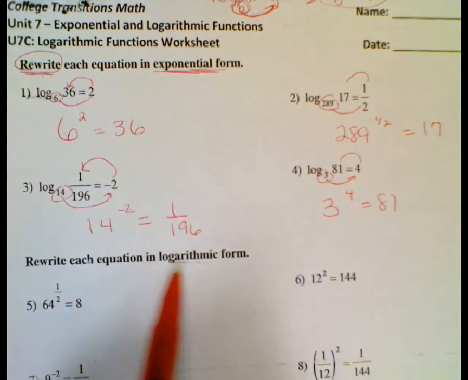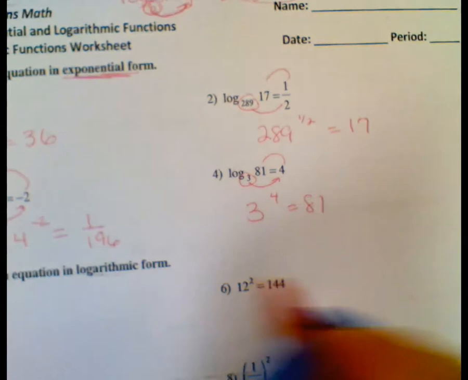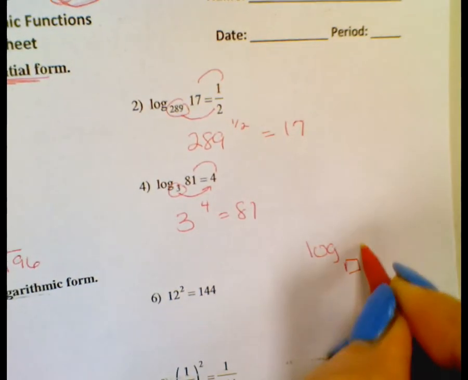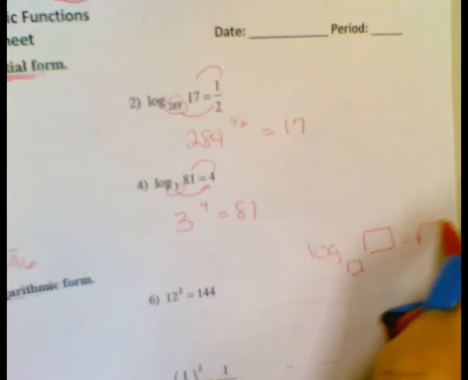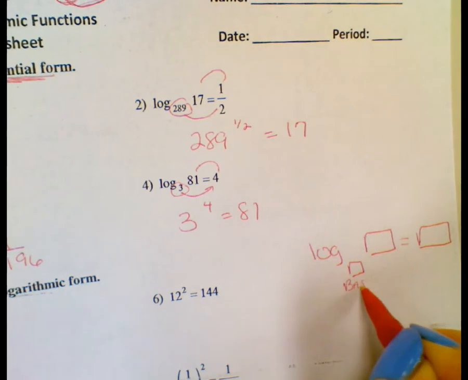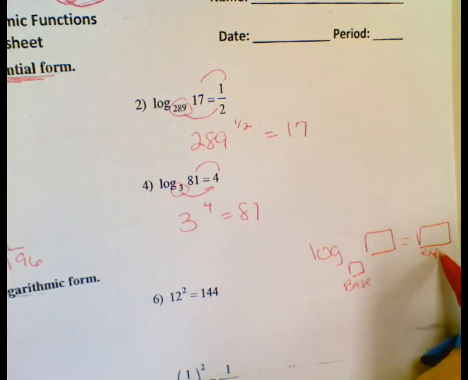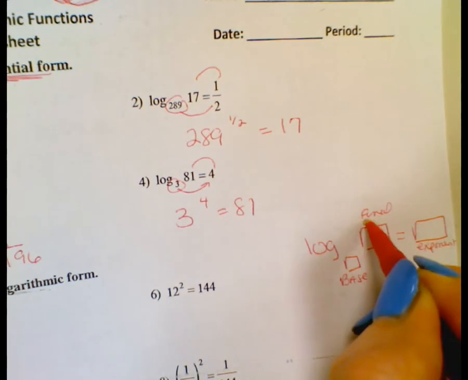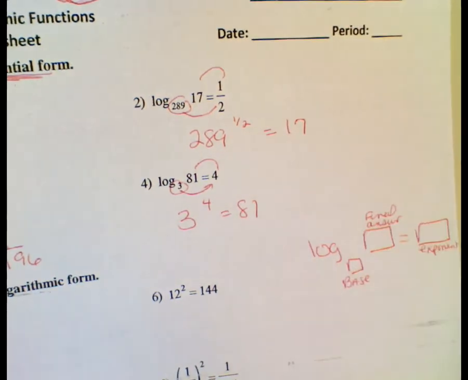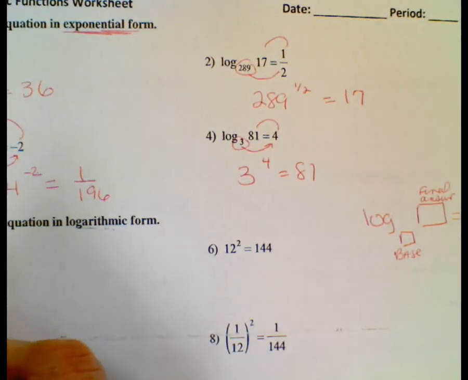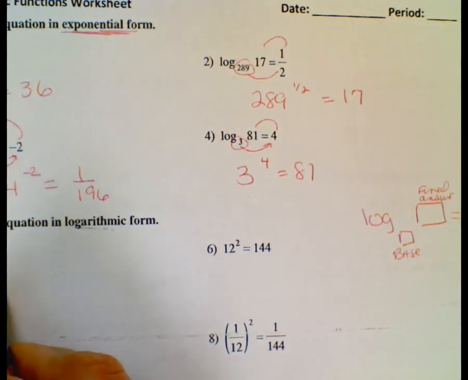Now the other one is rewrite in log form. So in log form, you have to remember that you have 3 boxes to fill in. This one right here is the base. This one is going to be your exponent. And this is your final answer. So you have 3 boxes. So start by doing that. So you have log. And you have 3 boxes.